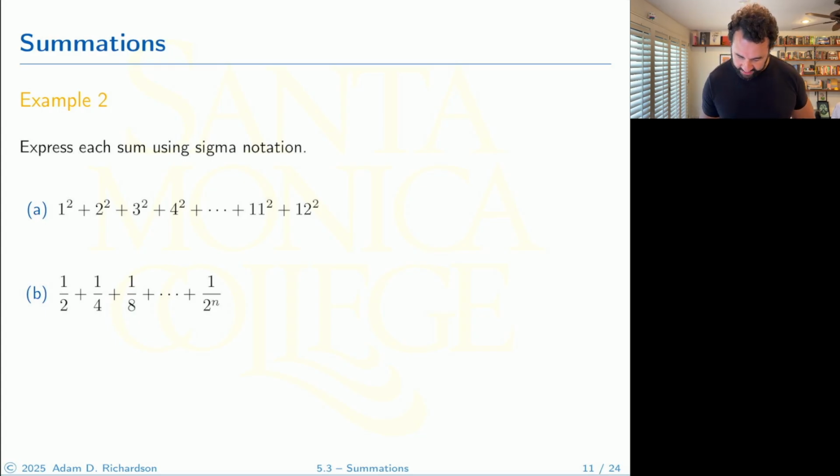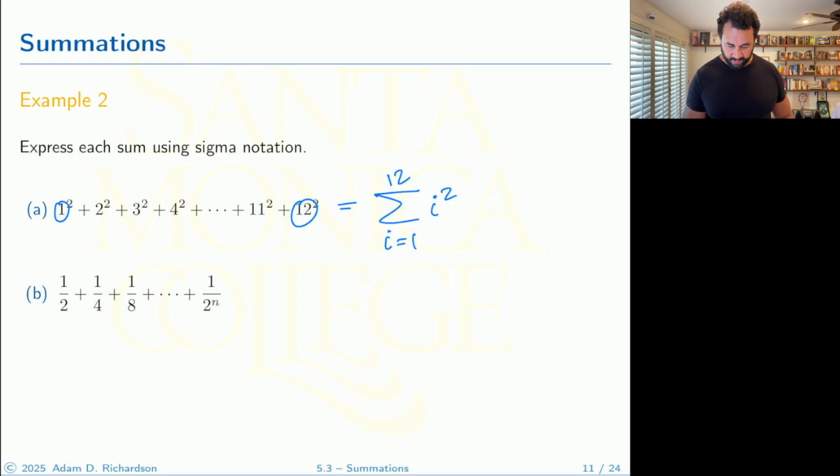Now to write that in sigma notation, we'll do this. i equals 1 to 12. 12 is actually the final index. See, there's 1, there's 12. And the formula in this case is i squared. So this is us representing this finite summation using sigma notation.